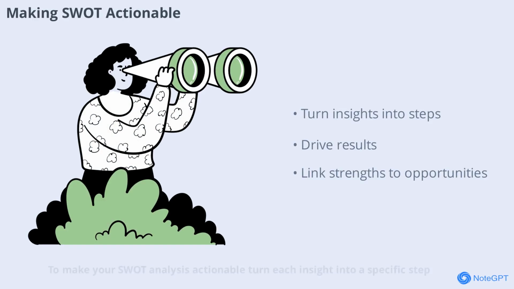To make your SWOT analysis actionable, turn each insight into a specific step. For example, use a strength to pursue an opportunity or develop a plan to address a weakness. Actionable insights drive real results.